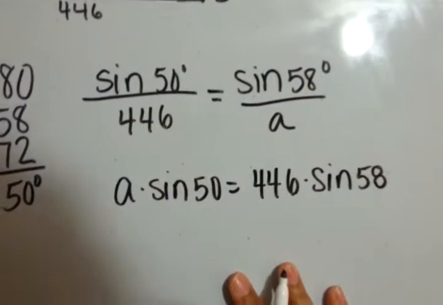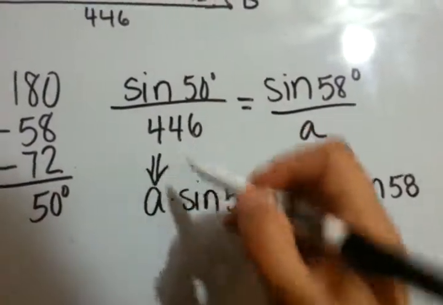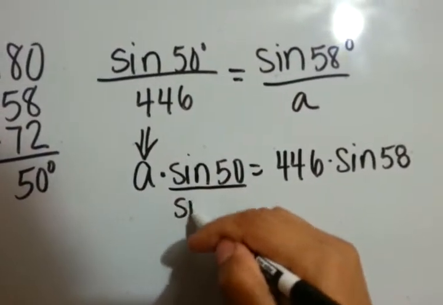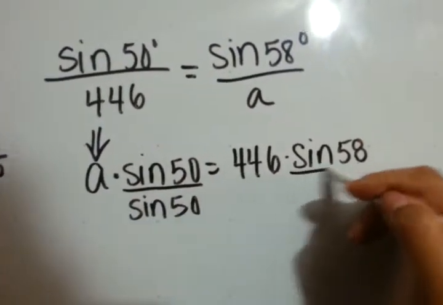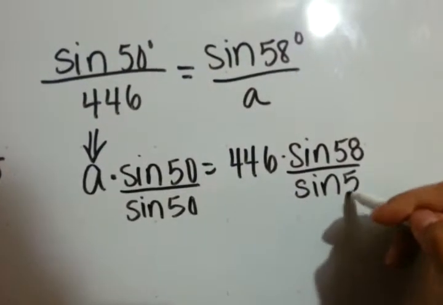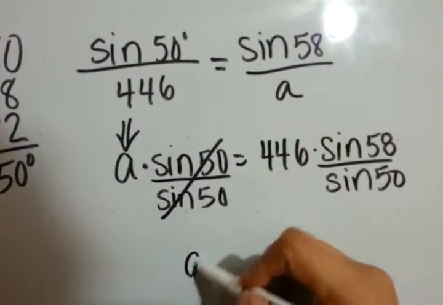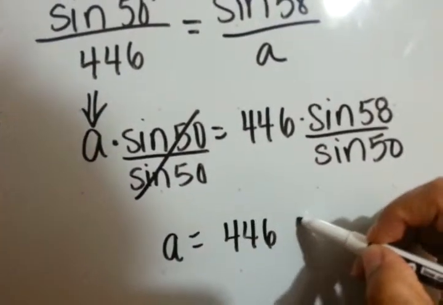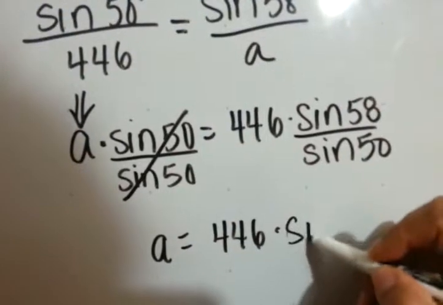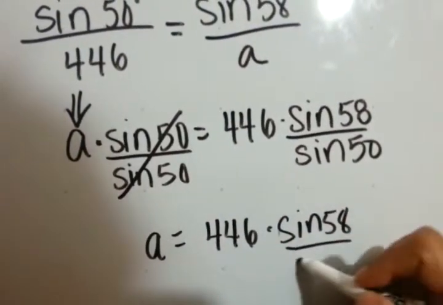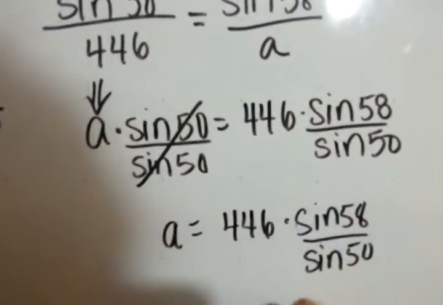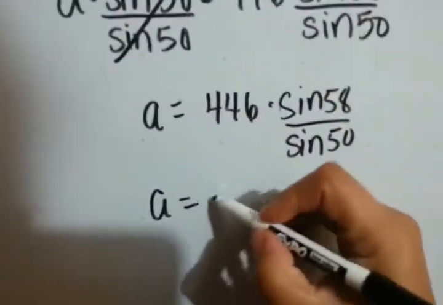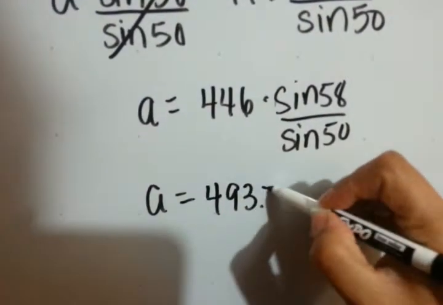Now stop and consider, what are you solving for? You're solving for A. So you have to get rid of sine 50. So we're going to divide it out. It's the opposite of multiplication. Okay. That cancels this out. And in your calculator you would type in that A equals 446 times the sine of 58 over the sine of 50. And you get that A is equal to 493.74.